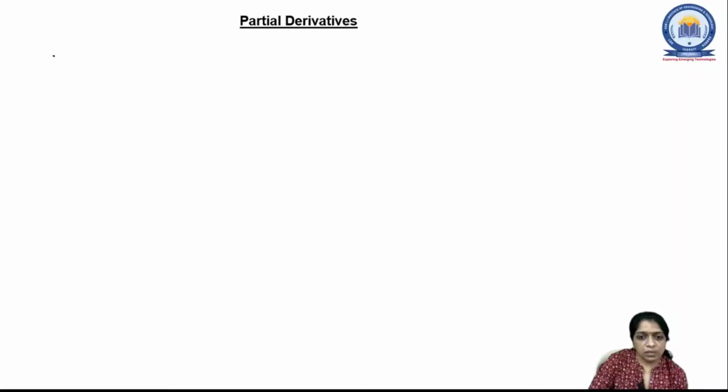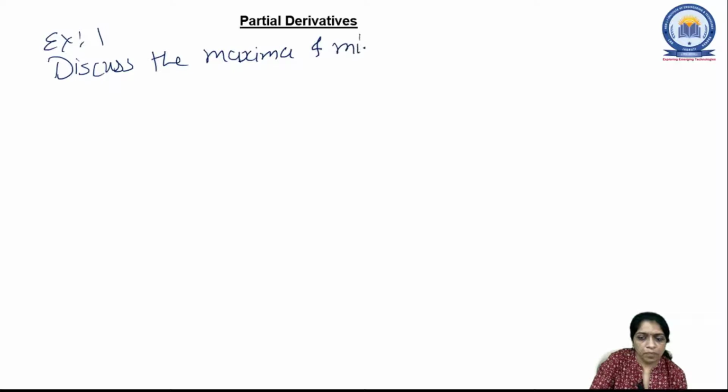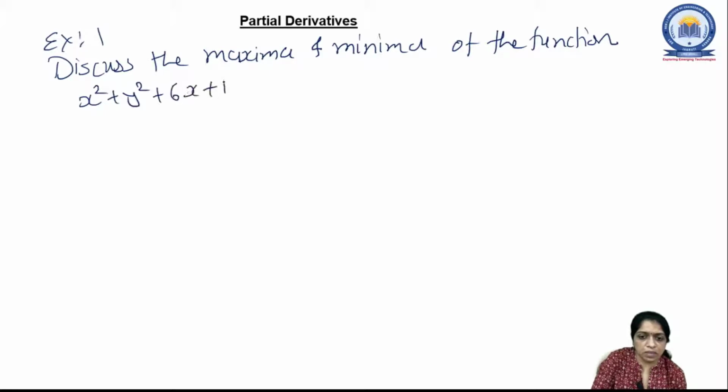Let's start our example 1, that is discuss the maxima and minima of the function x square plus y square plus 6x plus 12. So let's start the solution here.